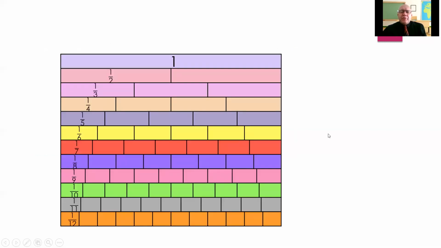Right, you may have seen one of these before. This is a fraction wall. We've got our whole at the top, and then in each row, our whole has been split into a different size of fraction. In the second row down, it's been split into 2 equal pieces to give us halves, then 3 equal pieces for thirds, 4 equal pieces for quarters, and so on, all the way down to 12 equal pieces to give us twelfths. And it allows us to compare fractions with each other.